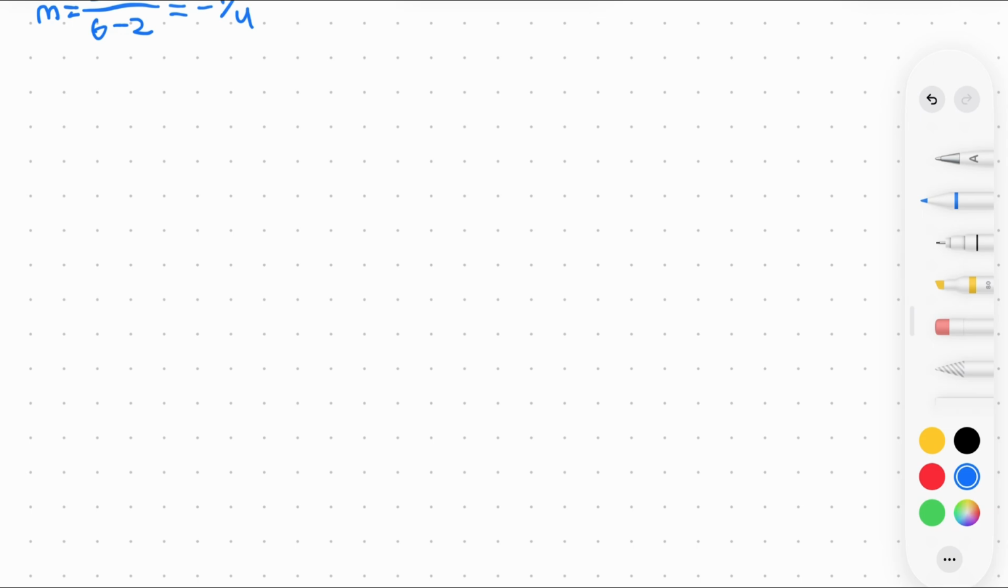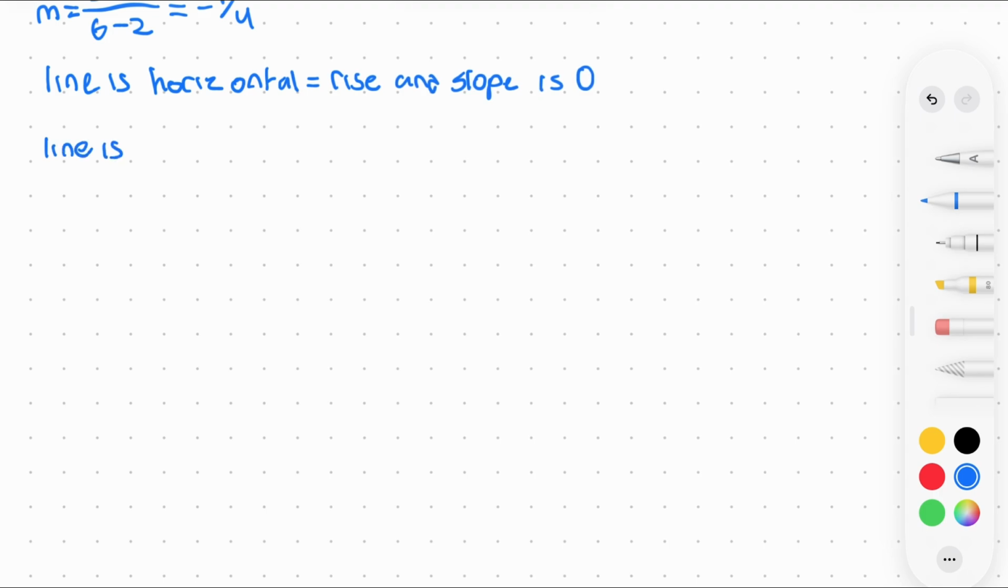Let's talk about horizontal lines. If the line is horizontal and doesn't go up or down at all, you'll find the rise to be 0. Therefore, the slope will also be 0. If the line is vertical, the run is 0. However, that means that the slope is undefined because we can't divide by 0.